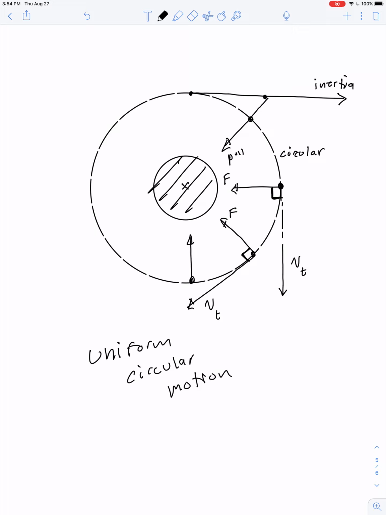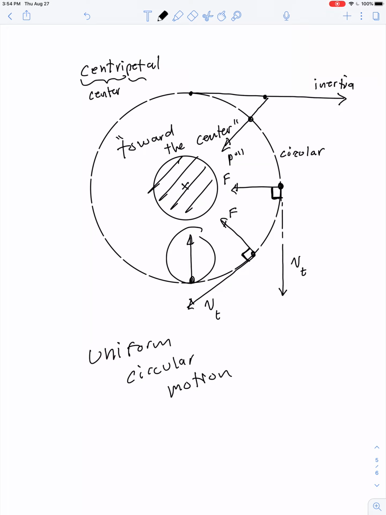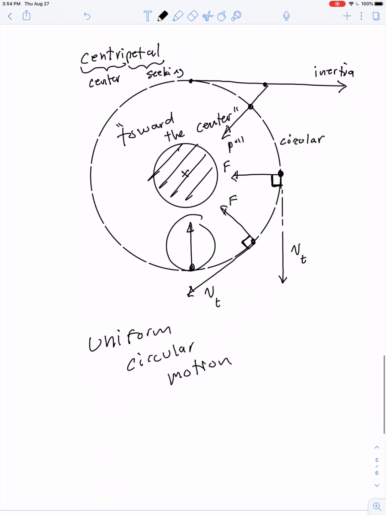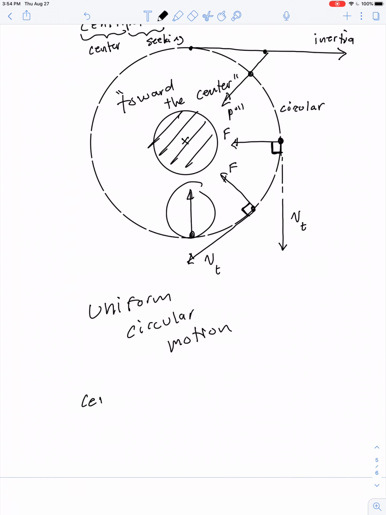So there's a word for vectors that point toward the center. We don't have to use this phrase, toward the center. We can replace that with this adjective, what do we say? Centripetal. I guess literally meaning center seeking. There's another word that sounds a lot like that. What is it? Centrifugal, right?